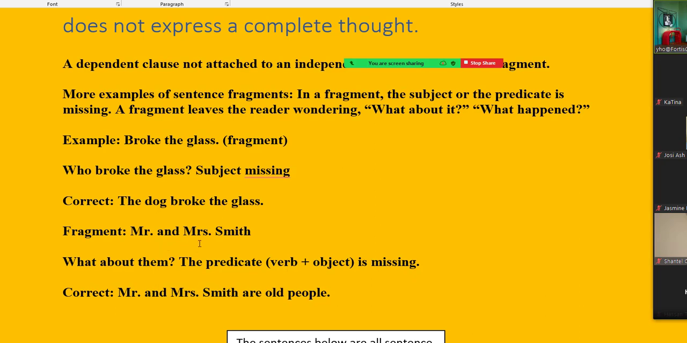Mr. and Mrs. Smith. Is that a complete sentence? No. You're missing a verb and you're missing an object. So if I said, Mr. and Mrs. Smith are old people, then you have a correct sentence, because a complete sentence always has a subject, a verb, and an object.